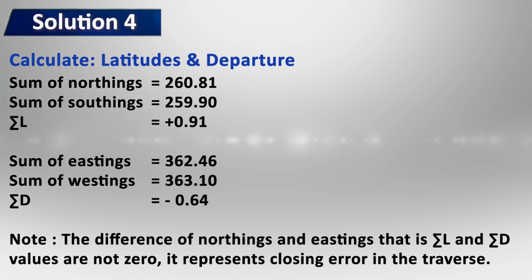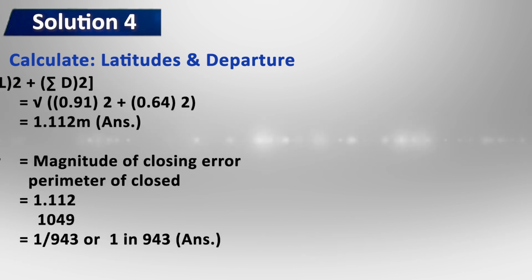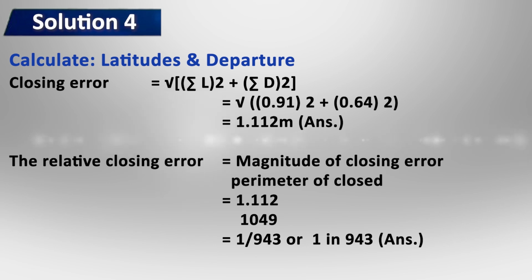Since the difference between northings and southings, and eastings and westings, are not equal to 0, it is clear that there exist some closing errors in the traverse. Closing error, as we know, is equal to square root of square of summation of all latitudes plus square of summation of all departures. It is equal to under root 0.91 whole square plus 0.64 whole square, which is equal to 1.112 meters.